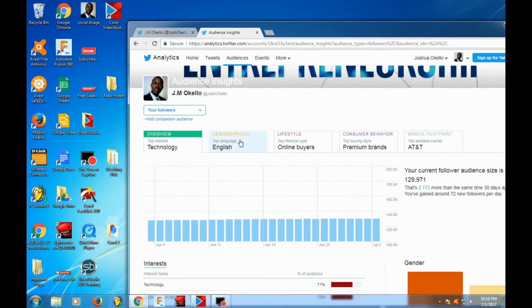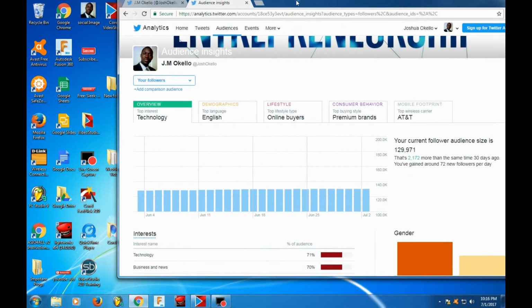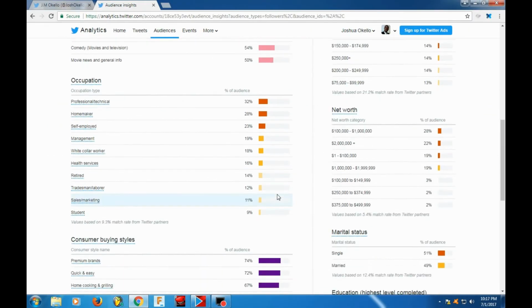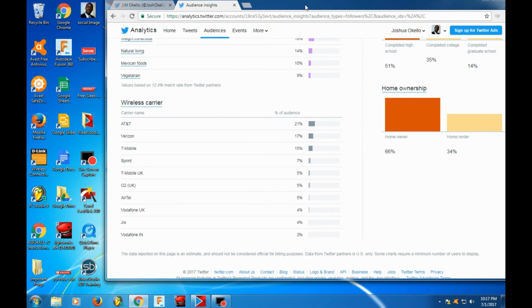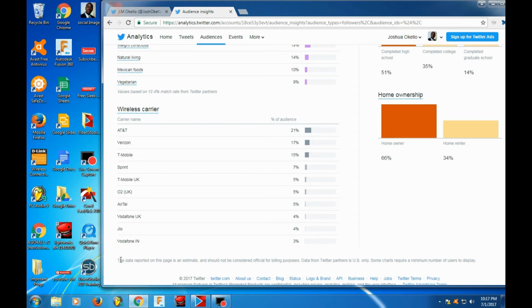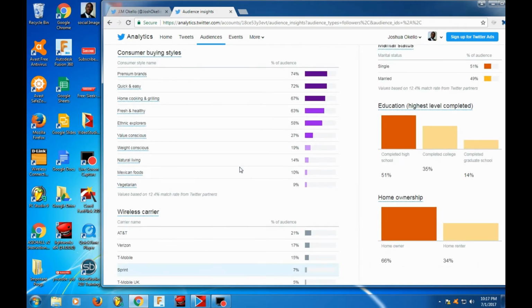We have overview, demographics, lifestyle, consumer behavior. Consumer behavior is just trends on how they purchase things, how they live, how much they earn, and things like that. It's also important to mention that Twitter gives a report here that says, let me see if I can minimize my page a bit so you focus on this, that the data reported on this page is an estimate and should not be considered official for billing purposes. It is considered an estimate. I'm repeating that.